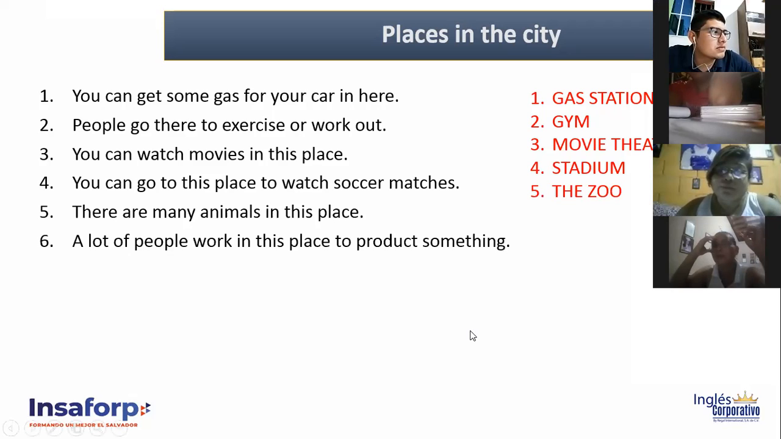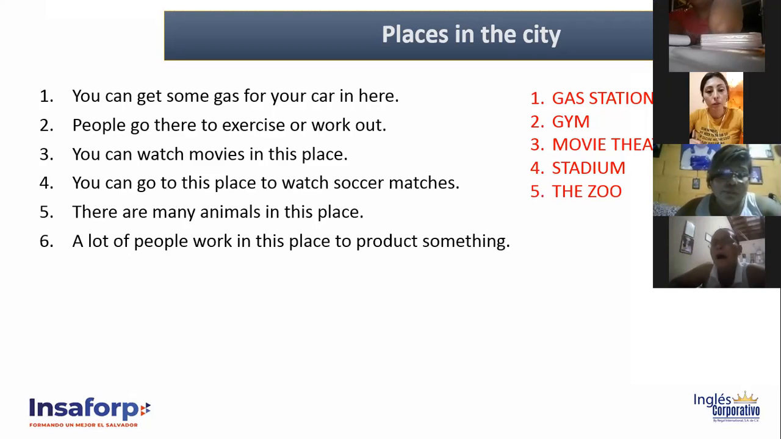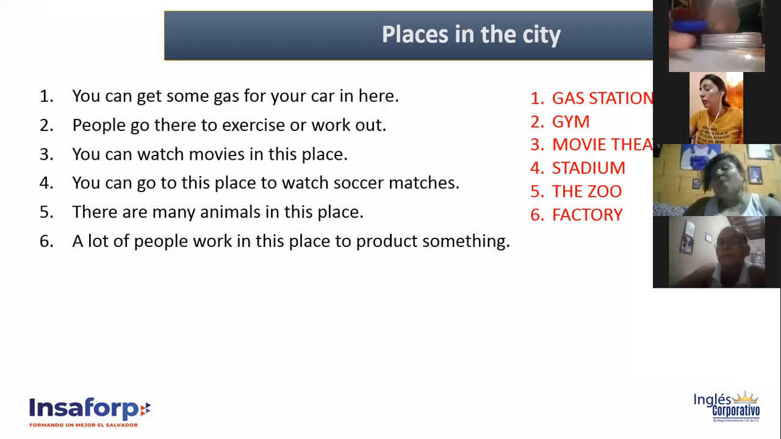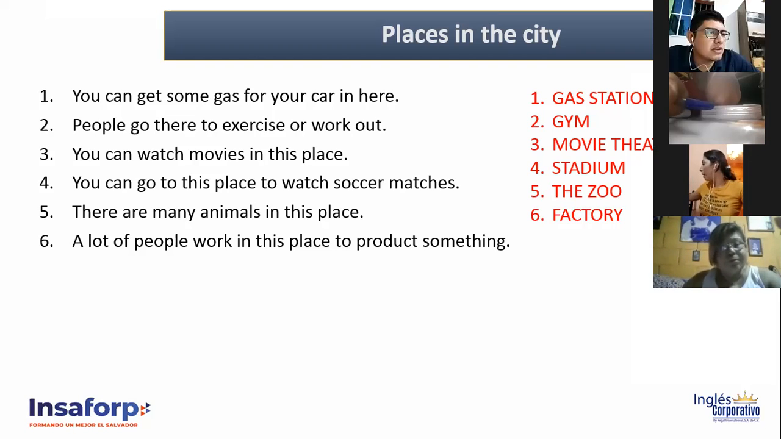Number six, Ludivina. A lot of people work in this place to produce something. What is it? A factory. Give me examples of factories, very famous factories in El Salvador. Tanyac. Diana. Avícola. Another.